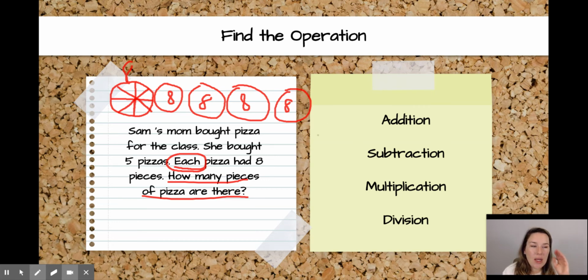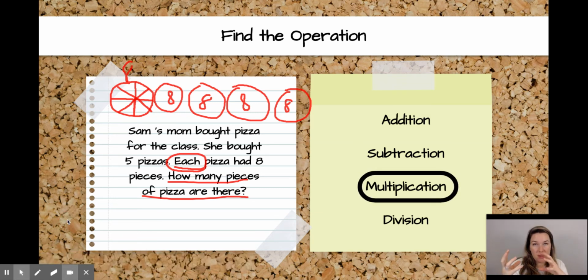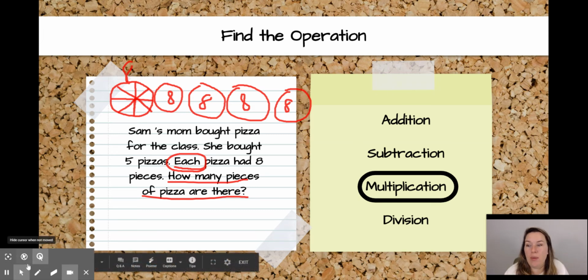Now you might initially think this is addition because you might think it's 8 plus 8 plus 8 plus 8 plus 8, and you wouldn't necessarily be wrong. You could use addition to solve this, but really this is a multiplication problem because you have 5 different groups, which are the pizzas, and each of those has 8 items or 8 slices in it. So you would be doing 5 times 8 to figure out the answer to this question. It would be multiplication.